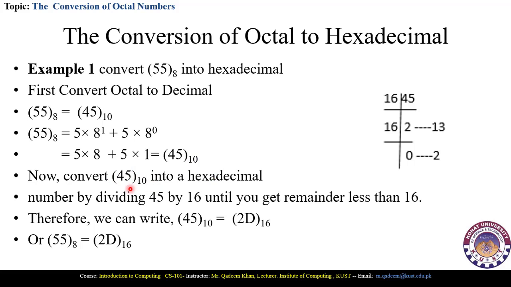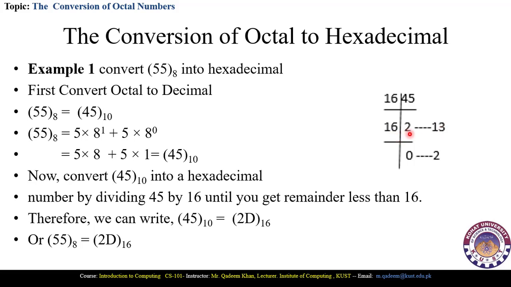Now we will convert 45 to the hexadecimal number system. So here we will perform the division method. For this purpose, we will take the input, which is 45, and we will divide that by 16, which is the base of the hexadecimal system, until we get a remainder which is less than 16. So 45 is divided by 16, 16 twos are 32, remainder is 13 here.